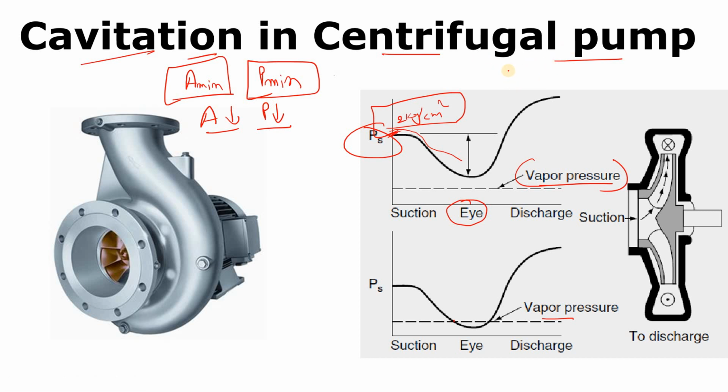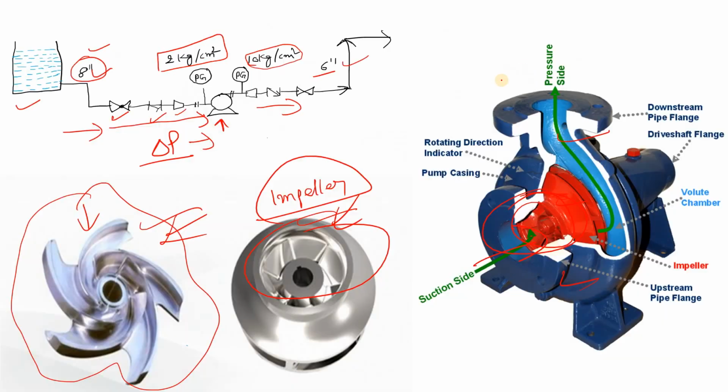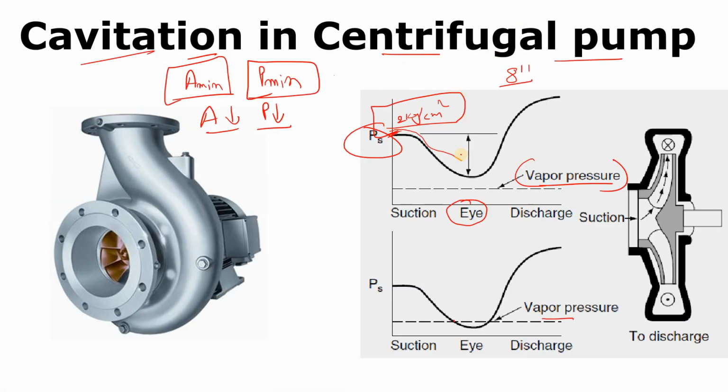Let's suppose at the suction side the suction line was 8-inch, right? Here you can say the 8-inch. Now at the eye, the diameter will be 2-inch. So your area decreases. Because of that pressure will also decrease. Okay, so what will happen at that point? Your pressure will be minimum and your fluid will flow, right?